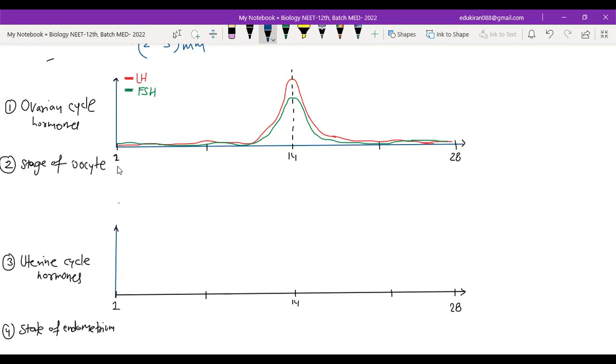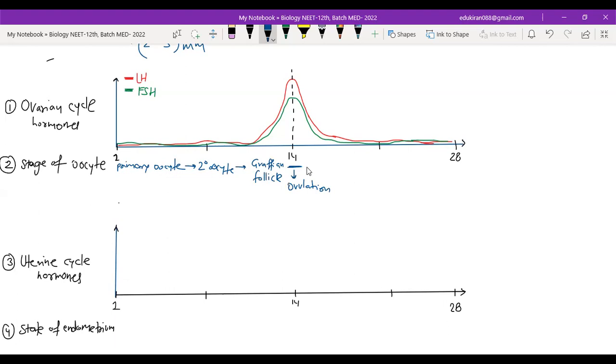What's happening to the oocyte? From day 1 onwards, it is the primary oocyte, in the primary follicle as well. Is it clear? And it becomes secondary oocyte, and before day 14 it becomes Graafian follicle, which is ready to ovulate. So on day 14, what happens? Ovulation.